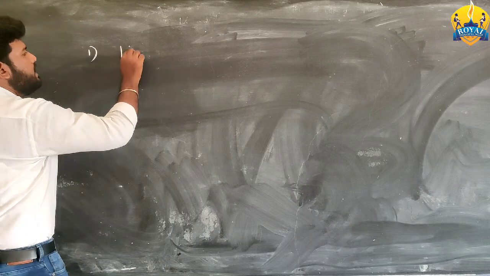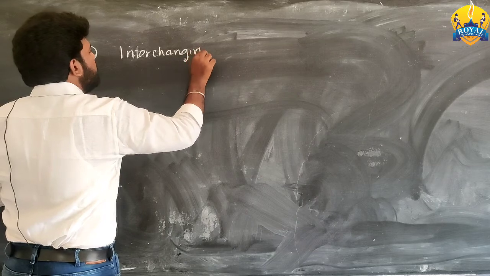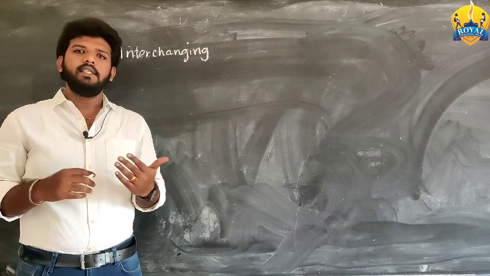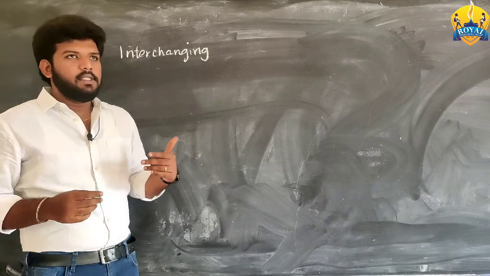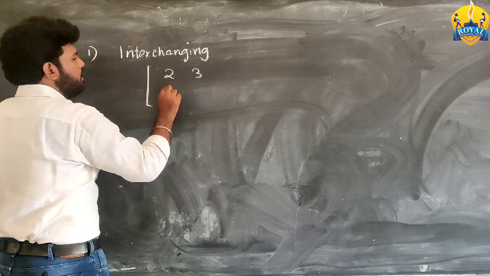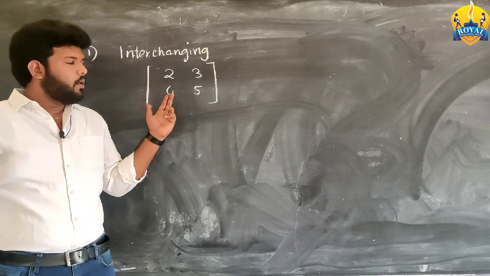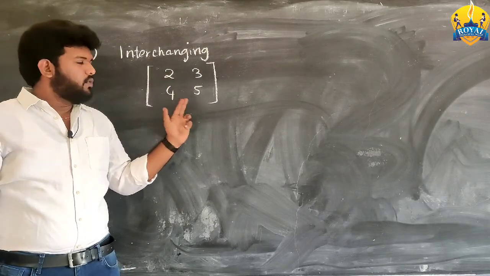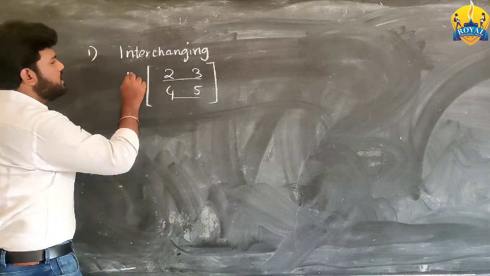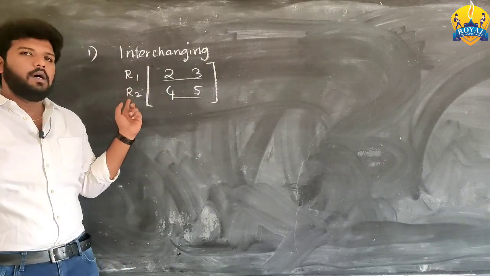The first one is interchanging. Interchanging is nothing but changing the place. Let us see an example with a 2 cross 2 matrix: 2, 3, 4, 5. 2, 3 is one row and 4, 5 is the second row. I am indicating these as R1 and R2, that is, row 1 and row 2.